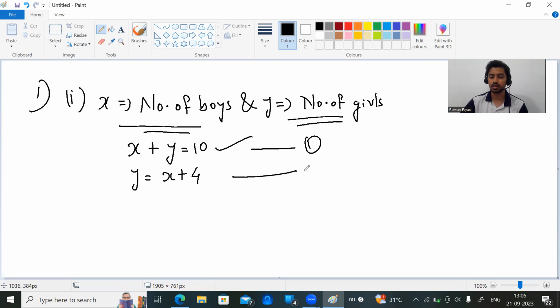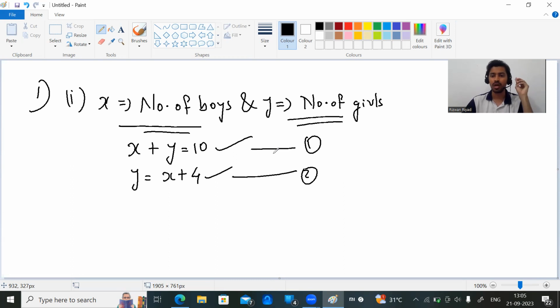This is the second equation. Now we have created both the equations. This is the method of creating equations from the word problem. You have to assign variables for each of the quantities, and you have to apply the given details. Now the next step is you have to solve this graphically.